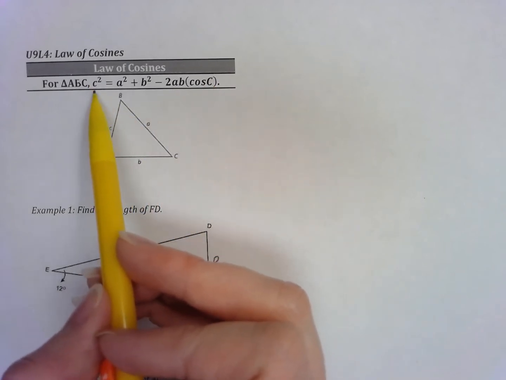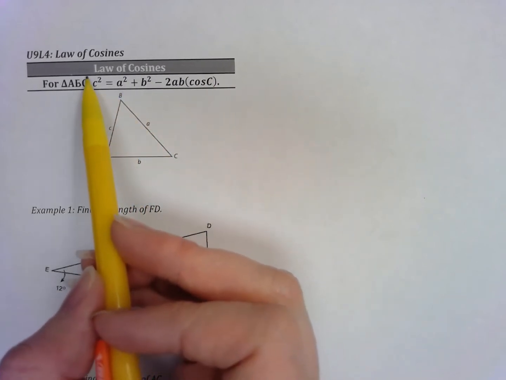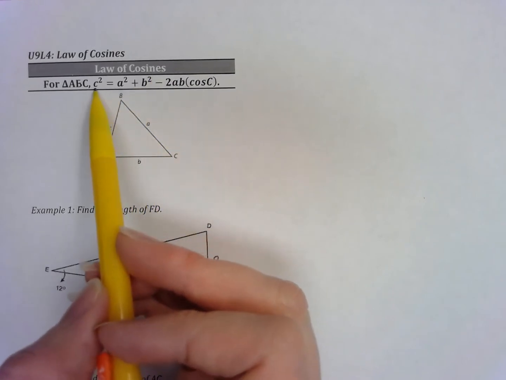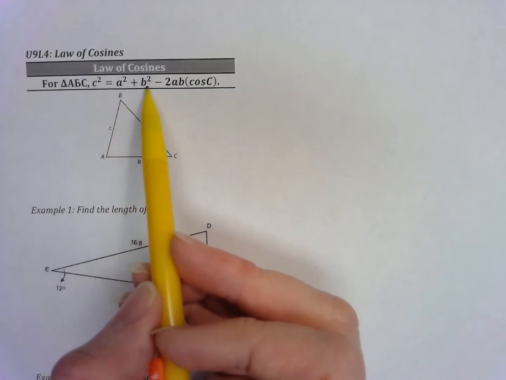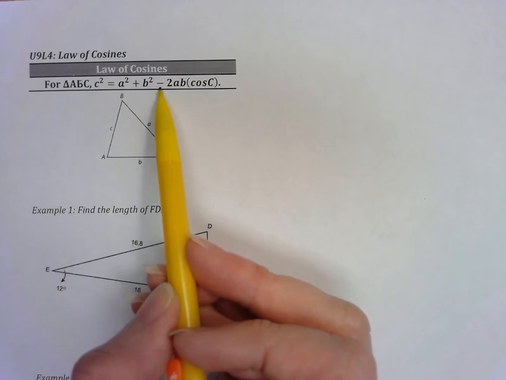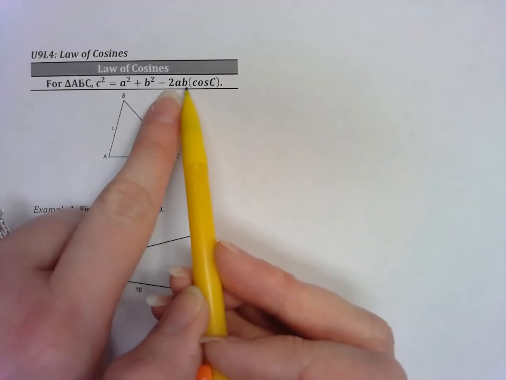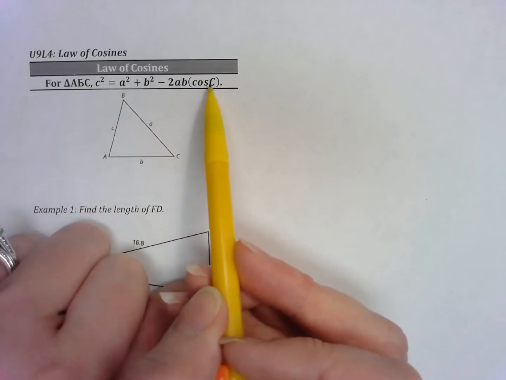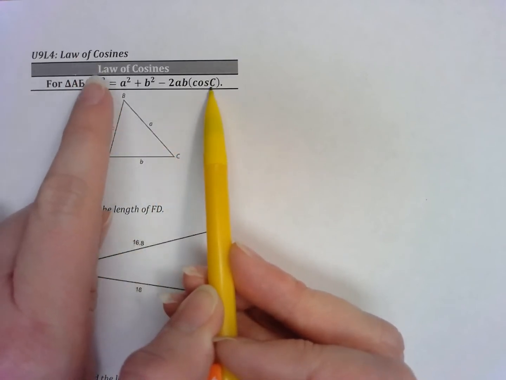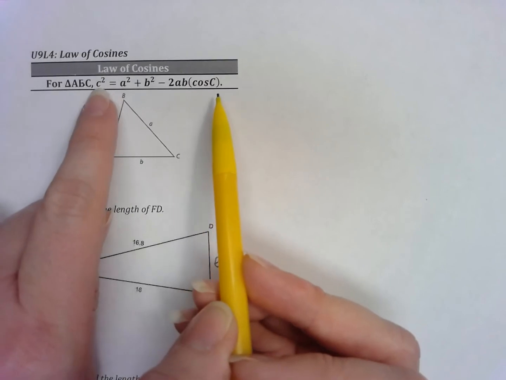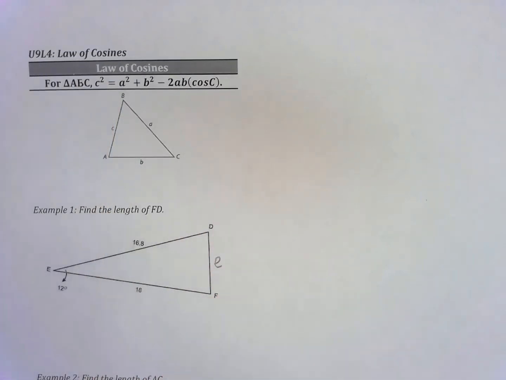If you know Pythagorean theorem, a squared plus b squared equals c squared, the beginning of the law of cosines looks just like Pythagorean theorem. You now only need to remember the minus 2ab, so the a and the b are the sides, cosine of big C. So big C is like the side that's going to be opposite of the little c.